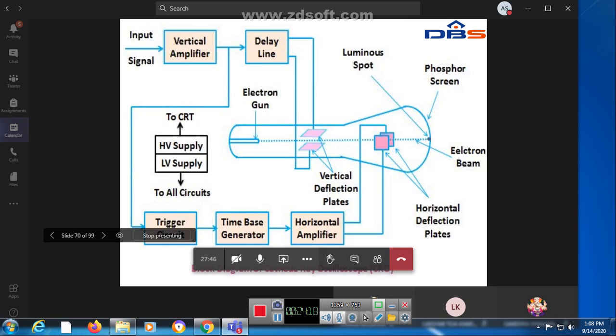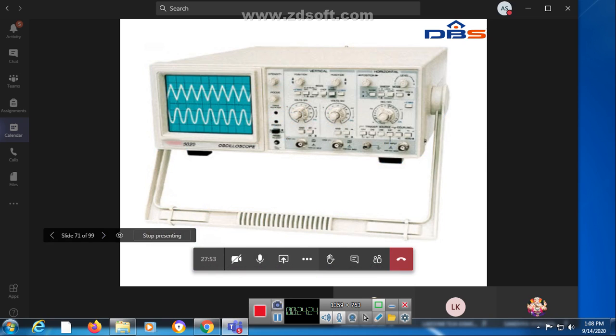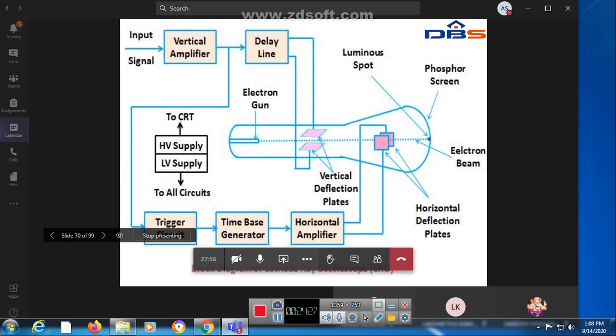So it moves up and down, to and fro, and finally this is the screen. This is nothing but a phosphorus screen. The electrons strike this spot, the luminous spot, so the wave will be produced here. Whenever the electron gun is heated, it releases an electron beam. The electron beam moves through the vertical deflection plates, the horizontal deflection plates, and finally is displayed on the phosphorus screen. There you see the signal spot.